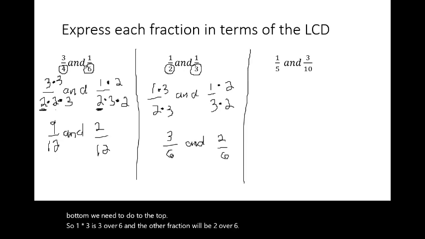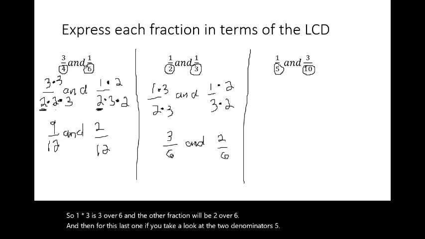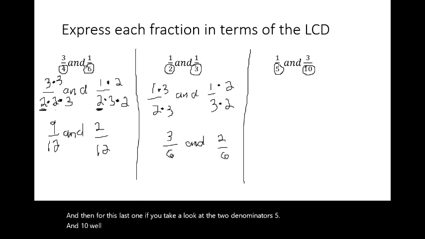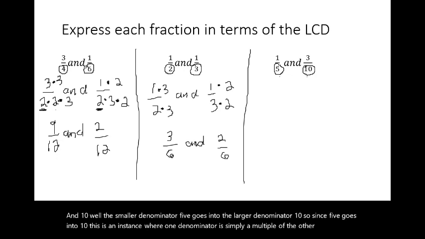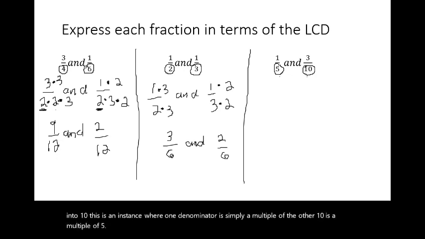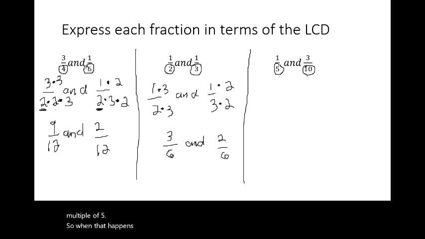And then for this last one, if you take a look at the two denominators, 5 and 10, the smaller denominator 5 goes into the larger denominator 10. So since 5 goes into 10, this is an instance where one denominator is simply a multiple of the other. 10 is a multiple of 5. So when that happens, the lowest common denominator is simply going to be the larger one.